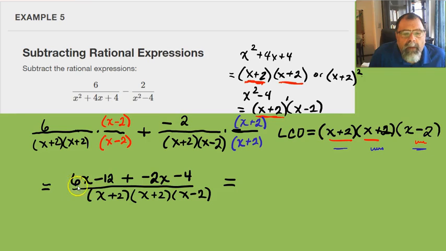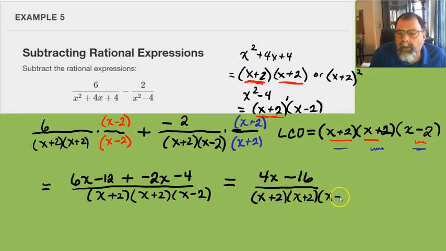Alright, I combine like terms on the numerator, so 6x minus 2x is 4x. Negative 12 minus 4 is negative 16. And then the bottom is my LCD, so I have 2 x plus 2's and an x minus 2. Then we're going to see if we can factor the numerator and if anything is going to cancel out.